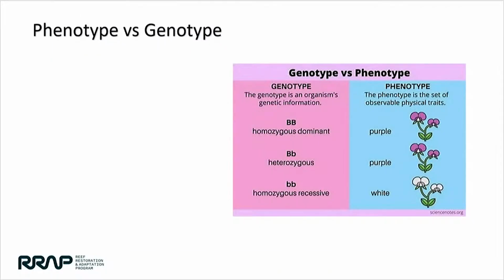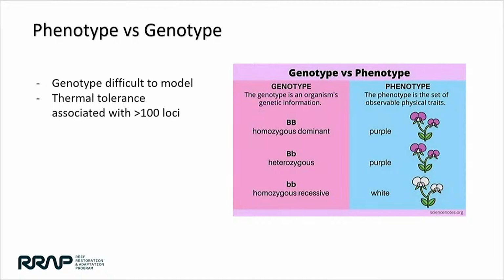First I want to go into the difference between phenotypes and genotypes. Genotype is what's actually encoded on the genes. Phenotype is what we see. That can be the color of the flowers that we see on the screen here, or it could be the thermal tolerance of a coral. It's important to note that genotypes are very difficult to model. There are really complex models out there attempting that, and with something like thermal tolerance, we're probably looking at it being associated with more than 100 loci. So it's incredibly difficult to model the genotype itself when we're trying to combine it with an ecological model.